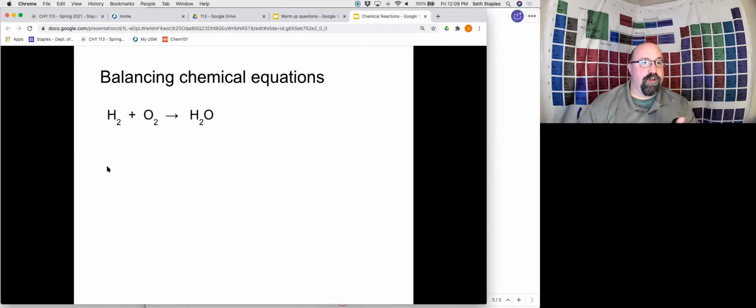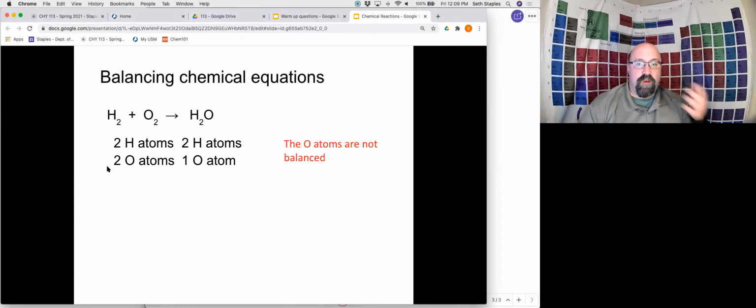And so to do so, we're going to look to see, do we have the same number of each element on both sides? We see that we have 2 H atoms in our reactant side, and we have 2 O atoms. In our product side, we have 2 H atoms, but only 1 oxygen. And so the oxygen atoms are not balanced.